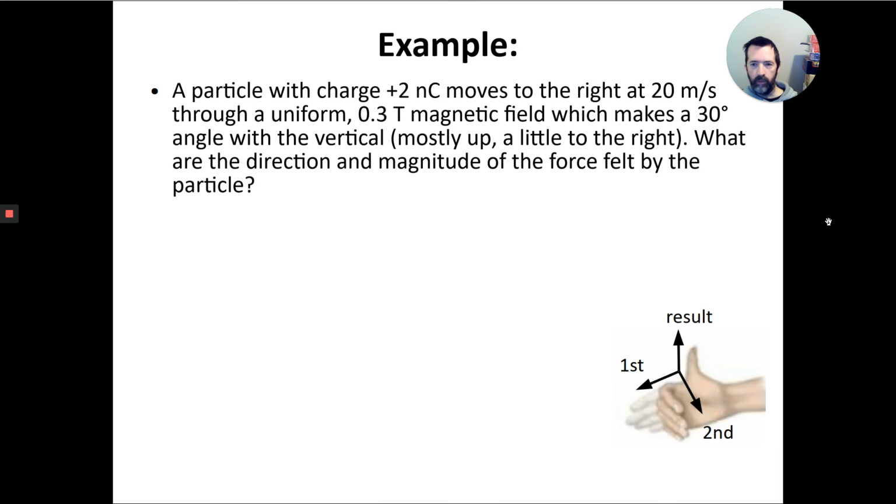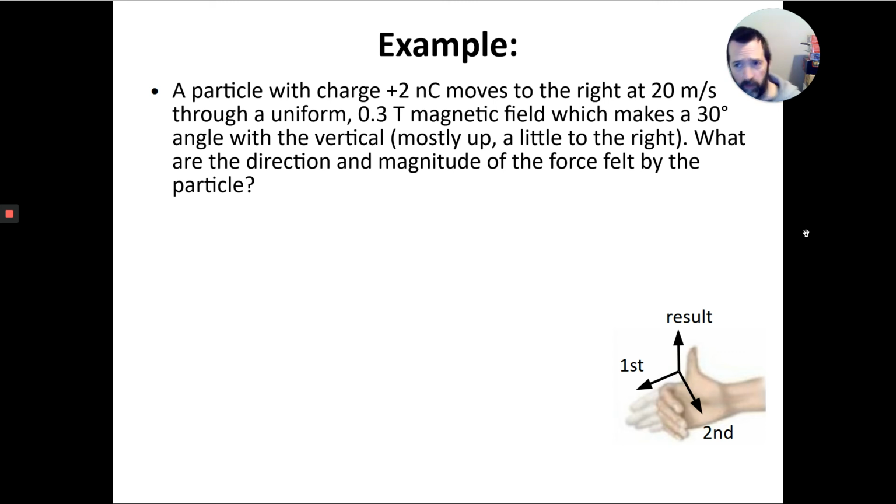Okay, example 2. This one reads very similarly. A particle with charge plus 2 nanocoulombs moves to the right at 20 meters per second through a uniform 0.3 tesla magnetic field. That all sounds really familiar. But this time the field makes a 30-degree angle with the vertical. So the field is pointing mostly up, but a little bit to the right. What are the direction and magnitude of the force felt by the particle?